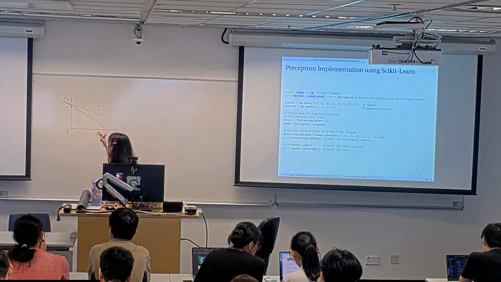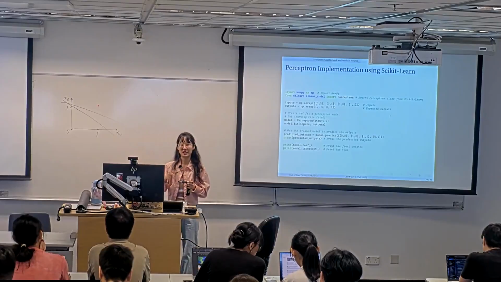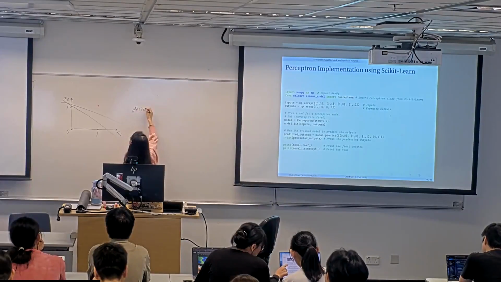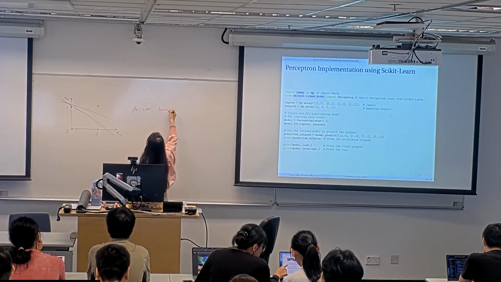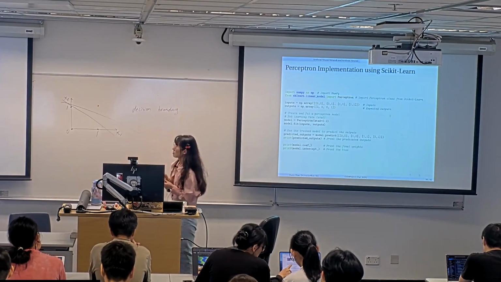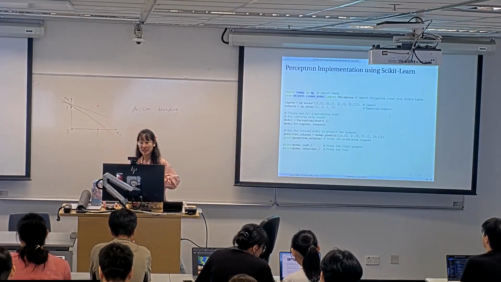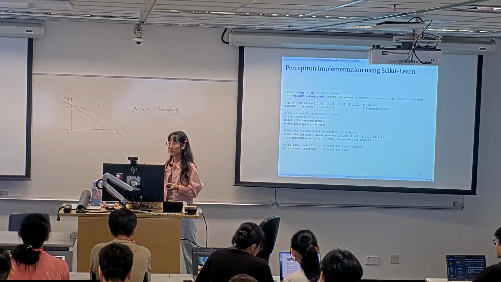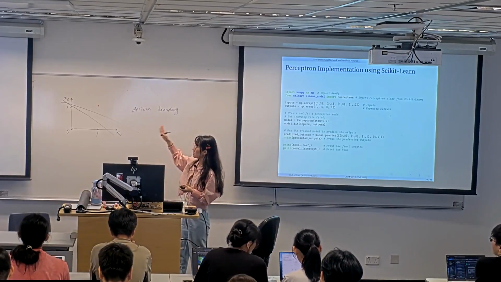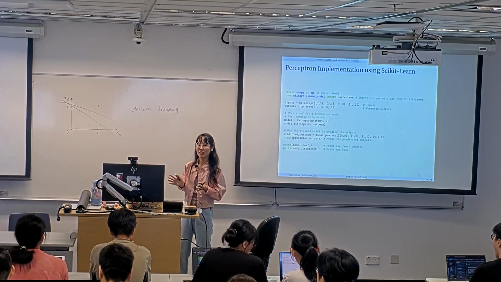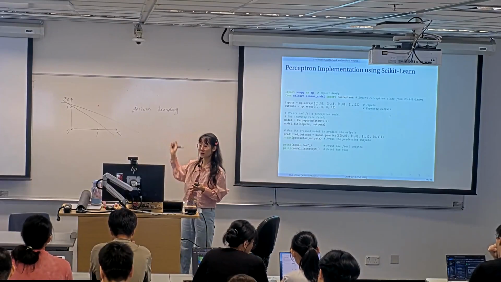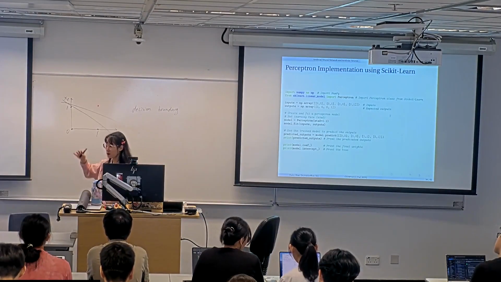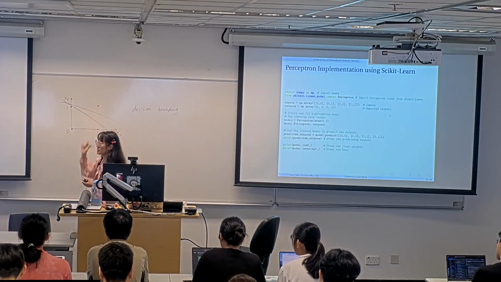And actually for this straight line, we have a terminology. Later on we will mention that. This straight line we call a decision boundary. In 2D space, a decision boundary is just a straight line. And since it's a perceptron, the decision boundary must be linear. And we have infinite decision boundary lines to try to separate them.